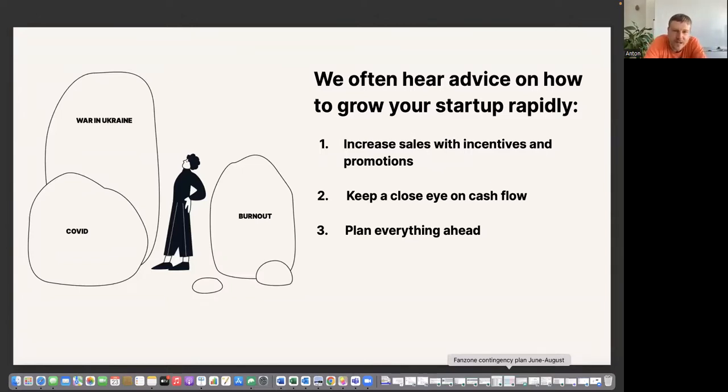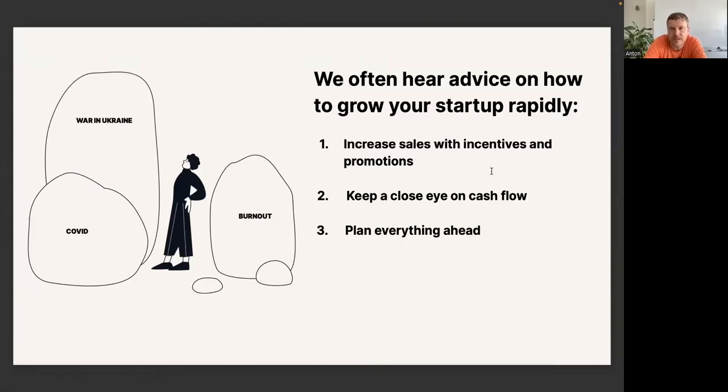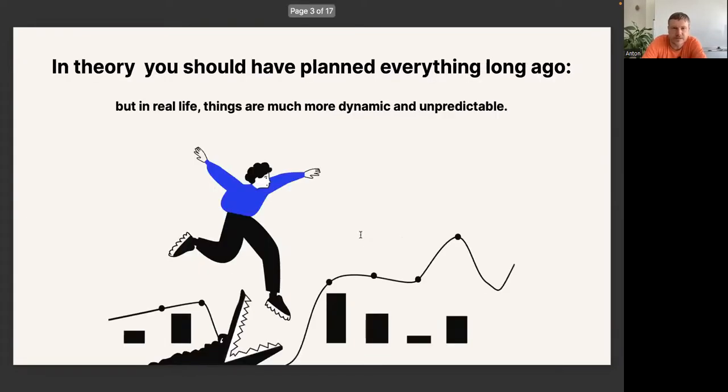So we'll be looking into cash flow, and we will be looking into planning, financial plans as well. In theory, there is a point of view that you are actually able to plan everything ahead. Surely you are. With the help of financial theory, you are capable of planning a lot of things ahead.